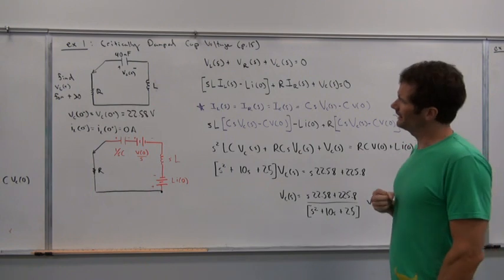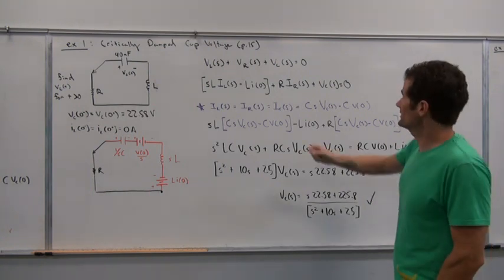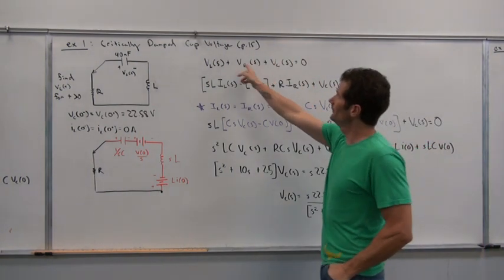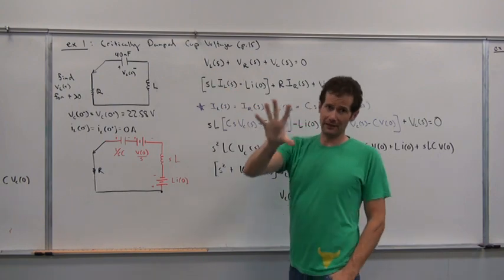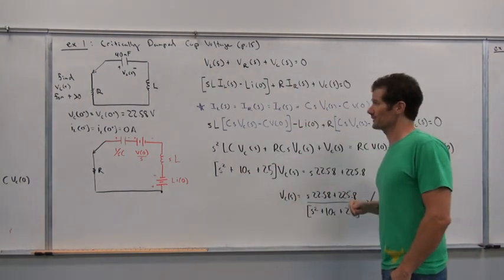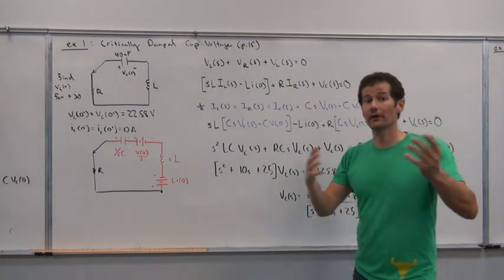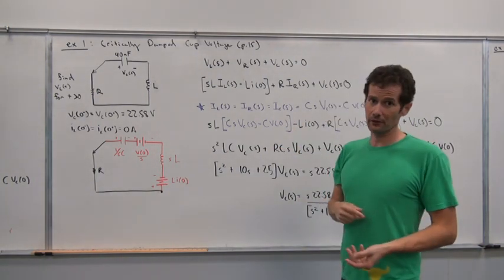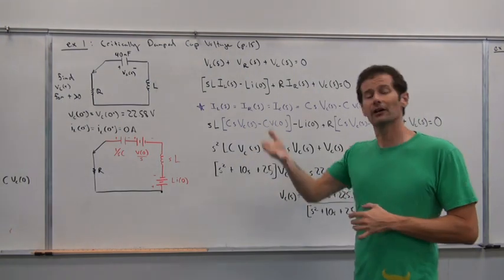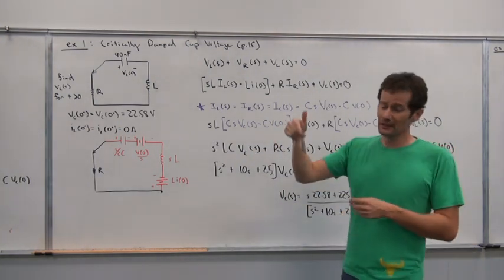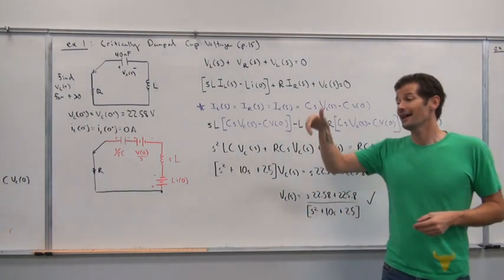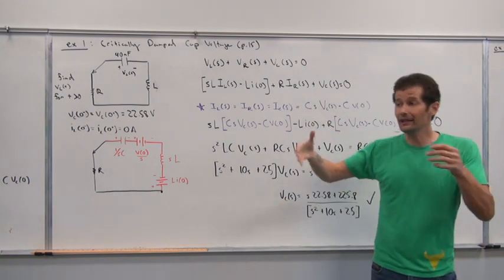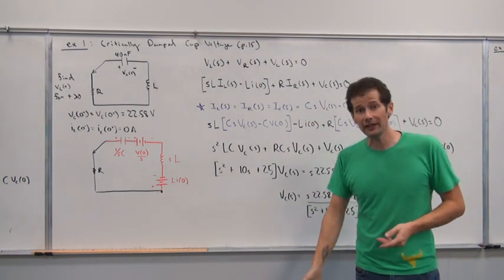Well, we may have to do some substitution here. We got VC of S. How can we write VR of S and VL of S in terms of VC of S? Let's do it. We already know what to do here. We've done substitution before. We substituted the current voltage characteristics in the time domain back into the differential equation and manipulated that equation into a form of all VC of t.